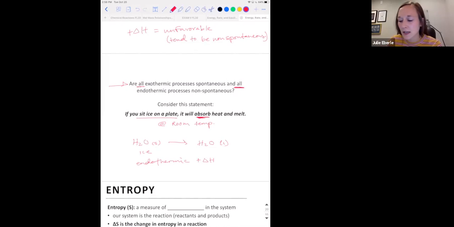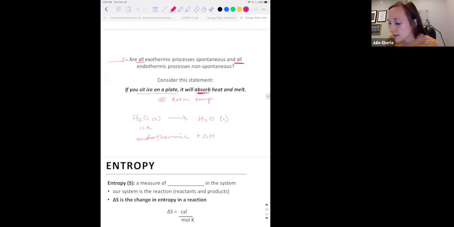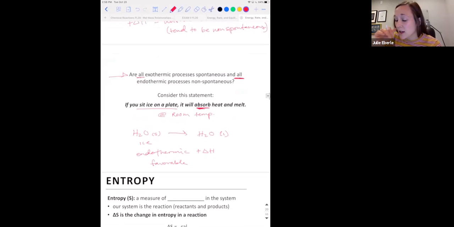Okay, now why are we talking about this? Right, so this is favorable. Okay, if it's spontaneous, it's favorable to do it. So why are we talking about this? Well, the answer, if we go back to this question up here, then the answer to this question is no. Are all exothermic processes spontaneous? No, because we have an endothermic process right down here, ice melting. It's endothermic and it's spontaneous, okay?